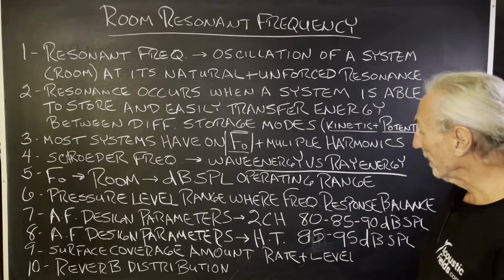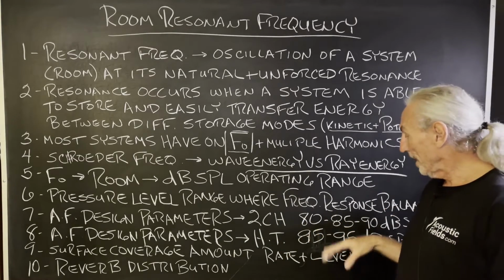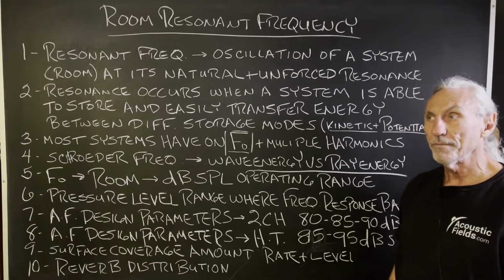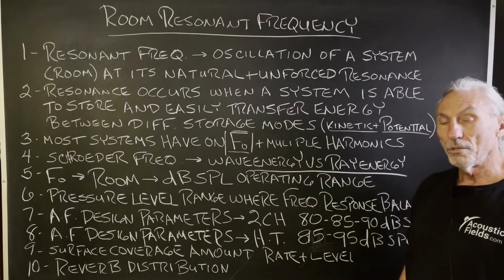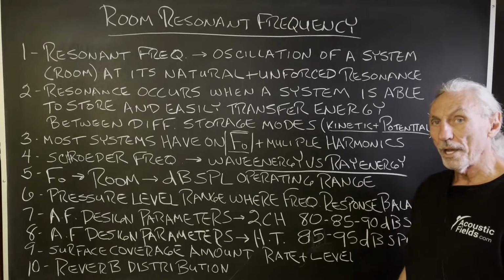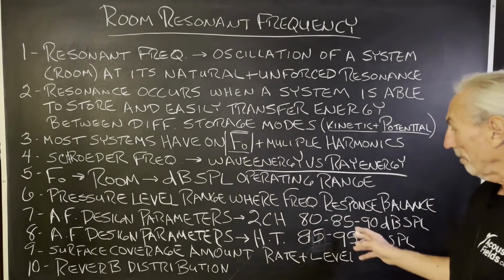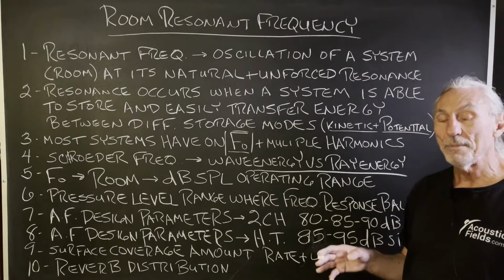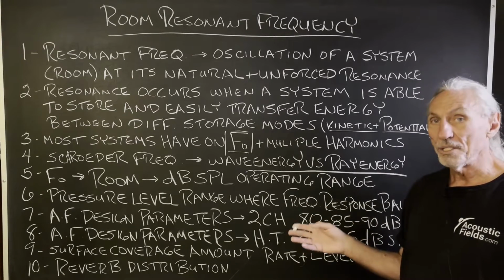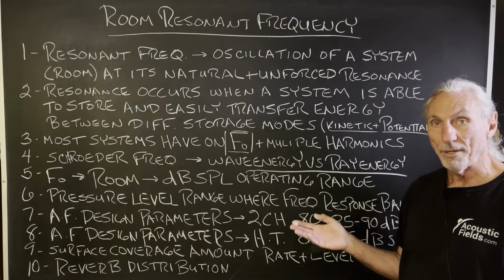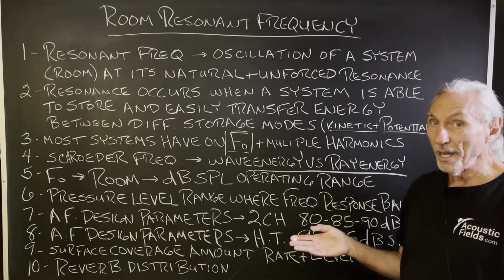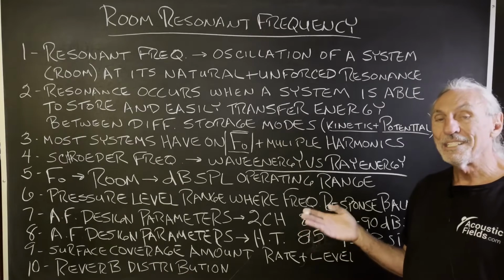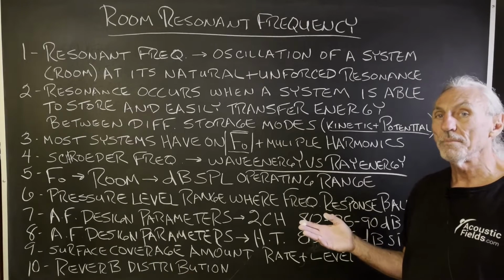So when we do our design parameters for our two-channel rooms, we shoot for 80 to 85, sometimes 90 dB/SPL if the client is prone to the higher pressure level. So we work with that range. And every 2 or 3 dB/SPL requires a different treatment parameter. Usually the higher the pressure, the more low frequency management first. Not so much with middle and high frequency management.